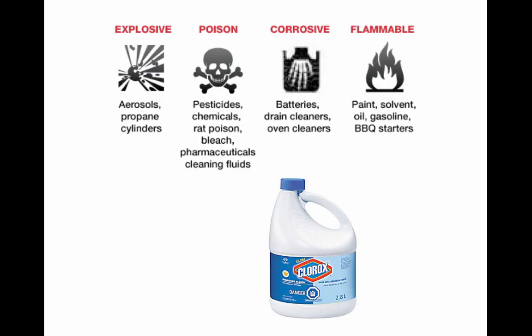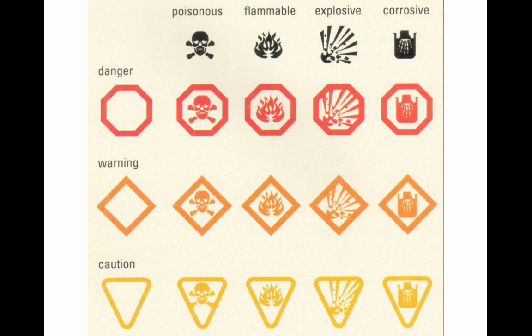These are the four Hhps symbols: explosive, poisonous, corrosive, and flammable. And below the images are where you can find those particular classifications. Here you have the four Hhps symbols and the three potential borders showing you all the possible combinations.